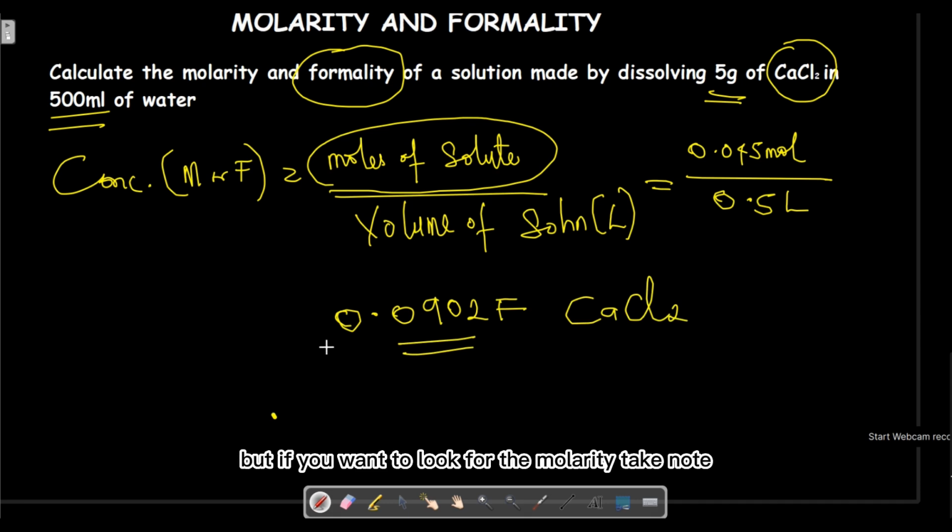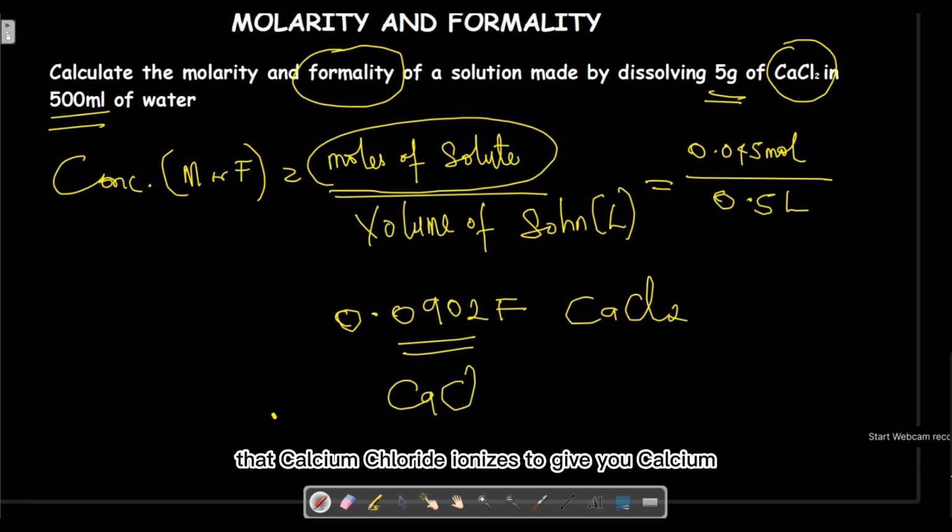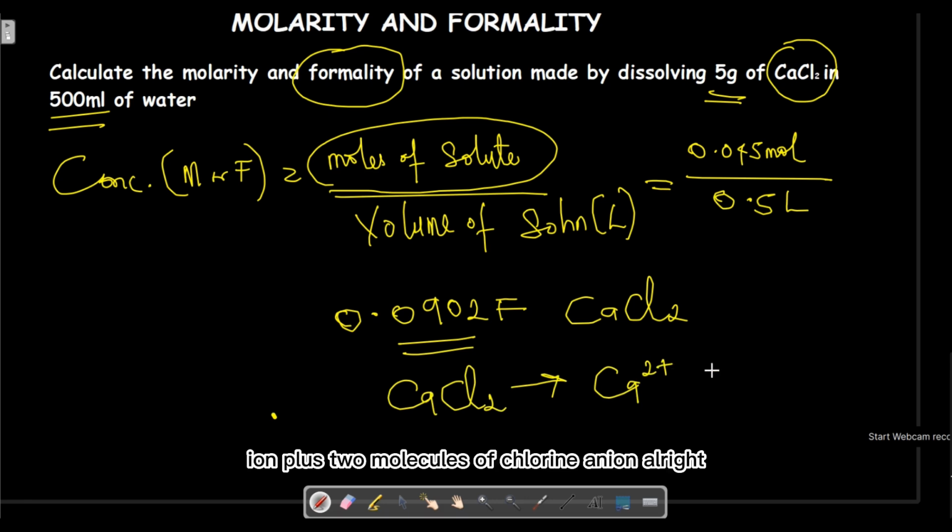But if you want to look for the molarity, take note, molarity takes into consideration the dissociation or the number of each species in the solution. You know that calcium chloride ionizes to give you calcium ion plus 2 chloride anions.